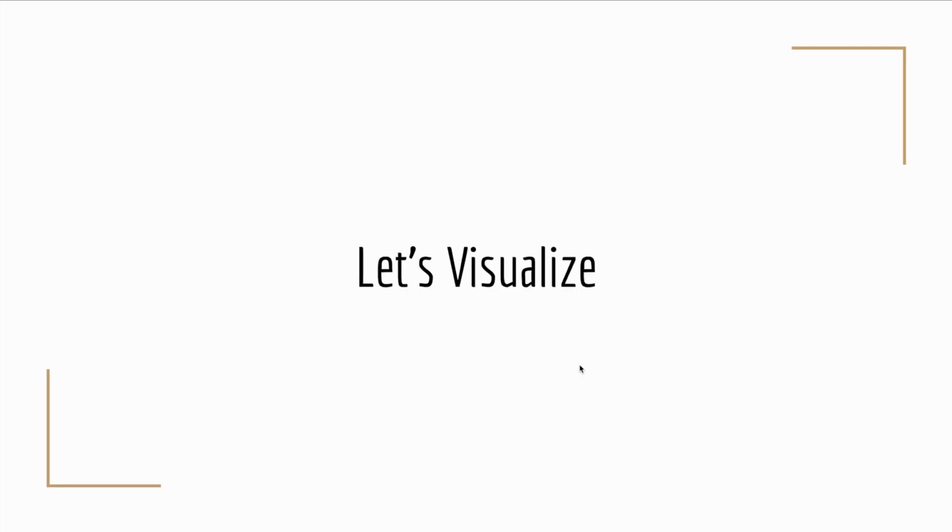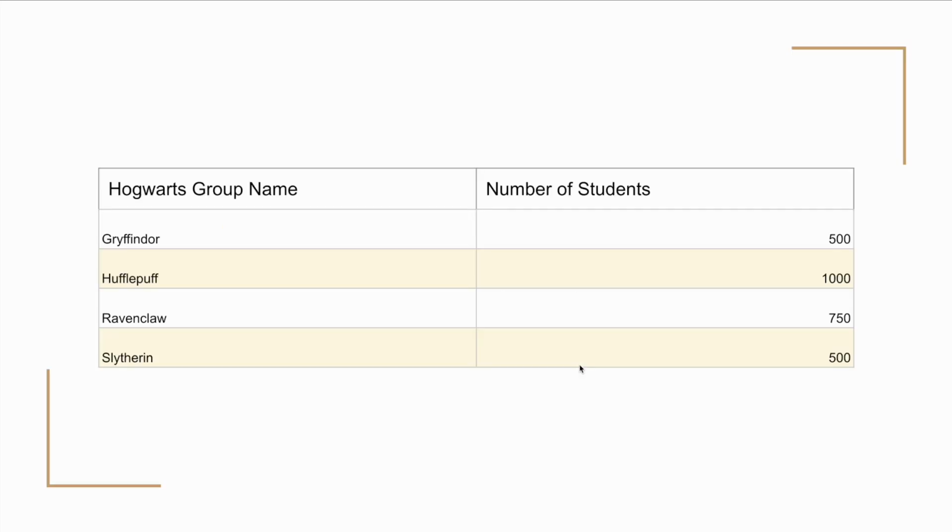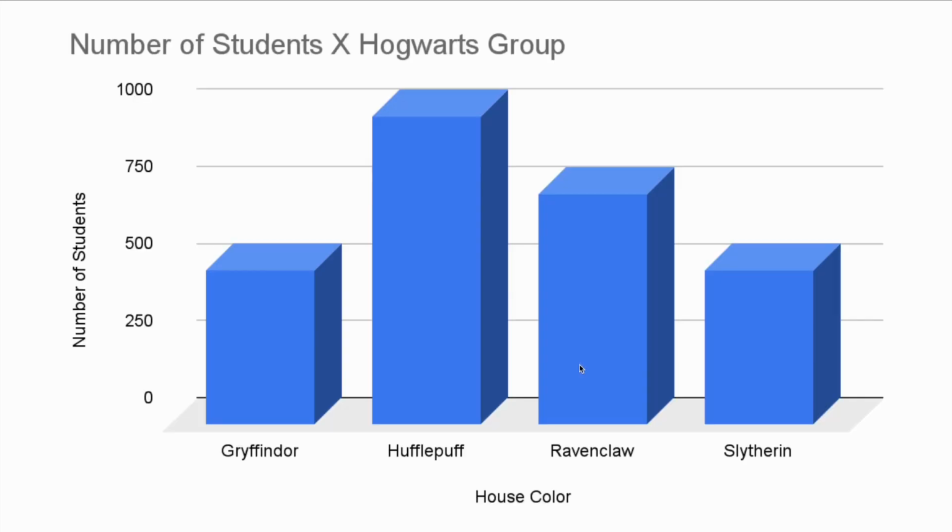Let's visualize. Now let's go to Hogwarts and look at the number of children in each of their 4 houses: Gryffindor, Hufflepuff, Ravenclaw, and Slytherin. The number of students in each house is discrete data, until of course you count the headless Nick of Gryffindor. Also, the number of houses and the total number of children is also discrete data, as they are always countable. Discrete data is usually represented using a bar graph, as is shown here.